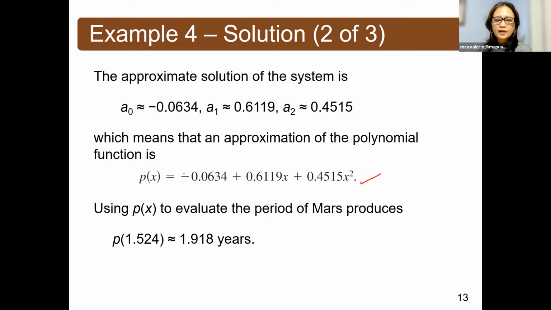Let's say we want to find the value of the function when x is equivalent to 1.524. We only need to replace x by 1.524, as well as x squared by 1.524 squared. So we'll be able to use this particular function to predict the value of the period for a given value of the mean distance. That will be equivalent to 1.918 years.